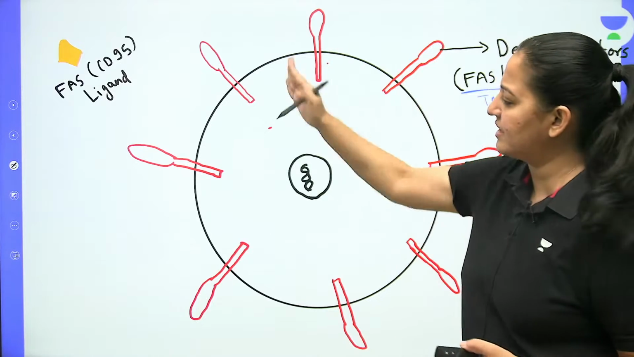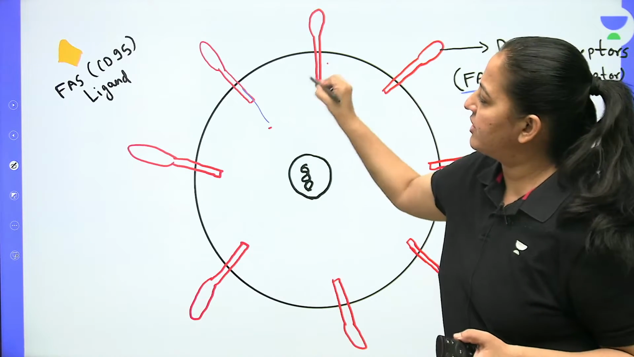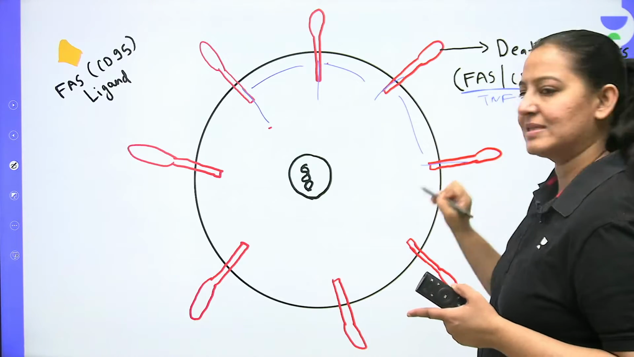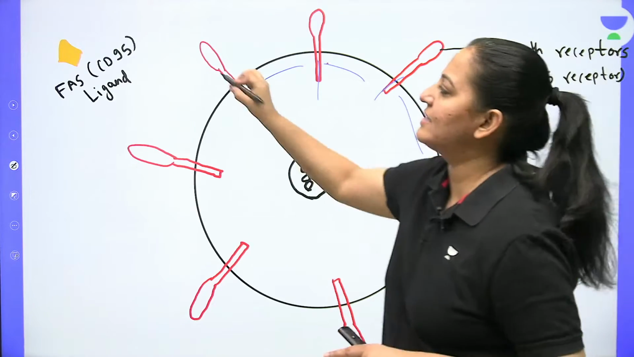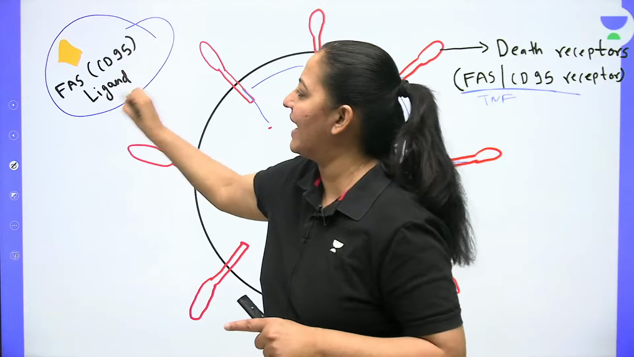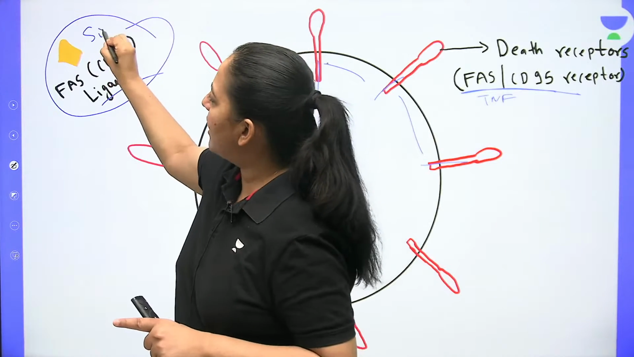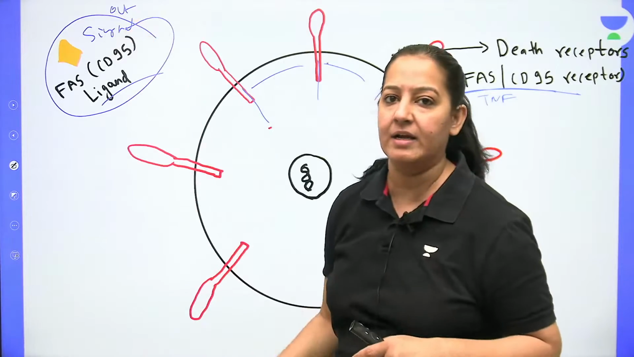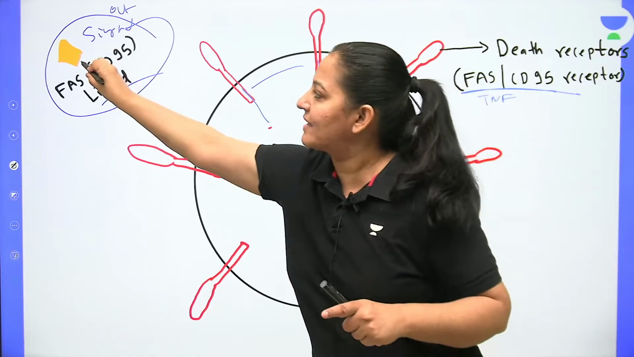So one of the death receptors is present. Can you see this is a death receptor? They are present at a distance from each other. Now, this is the signal coming from outside in the form of the ligand. Now the body is sending the signal to this cell.